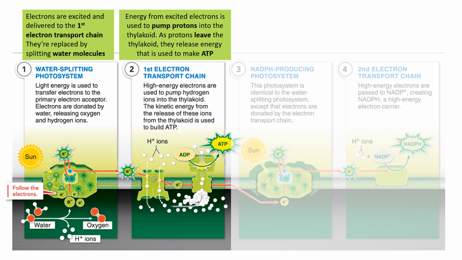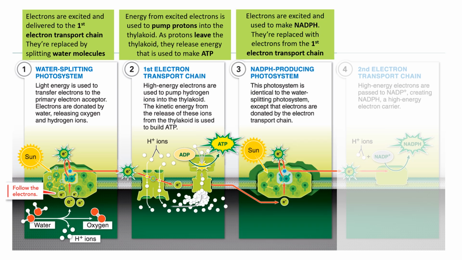Next, the energy of those excited electrons is used to pump protons into the thylakoid, creating a concentration gradient. As those protons leave the thylakoid, they release energy that is used to make ATP.